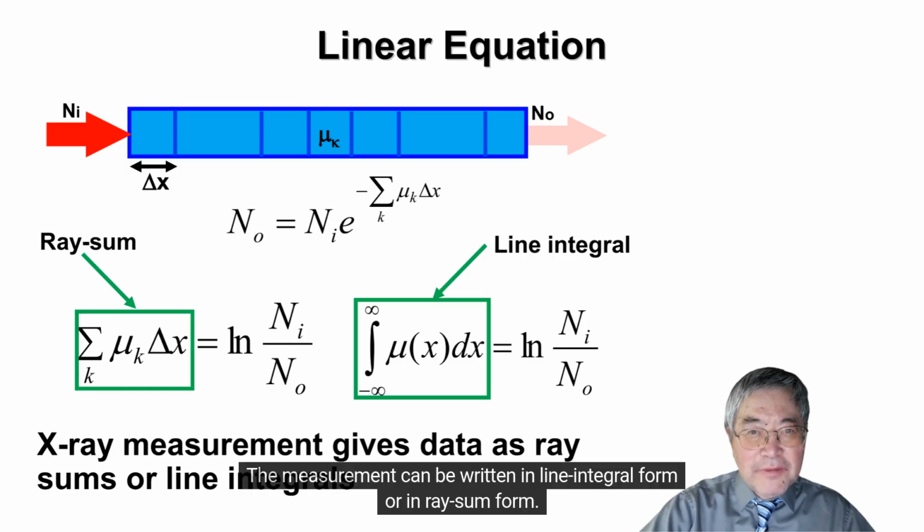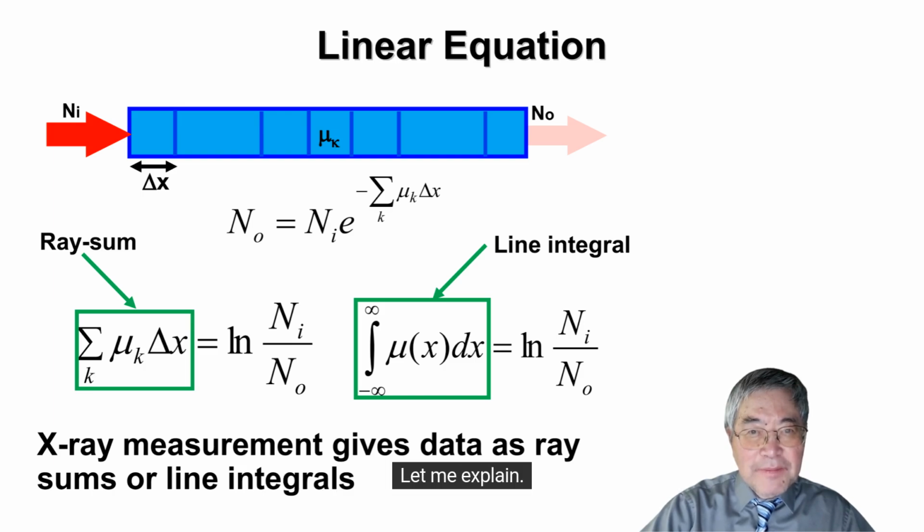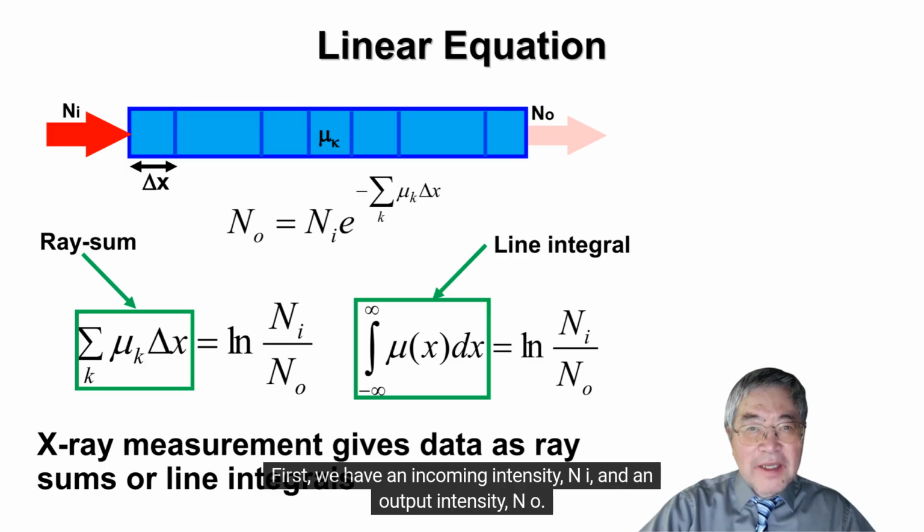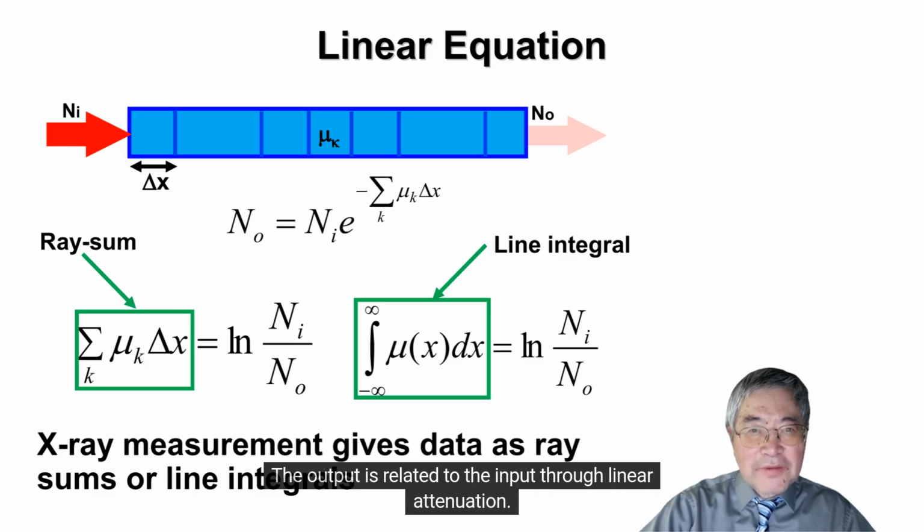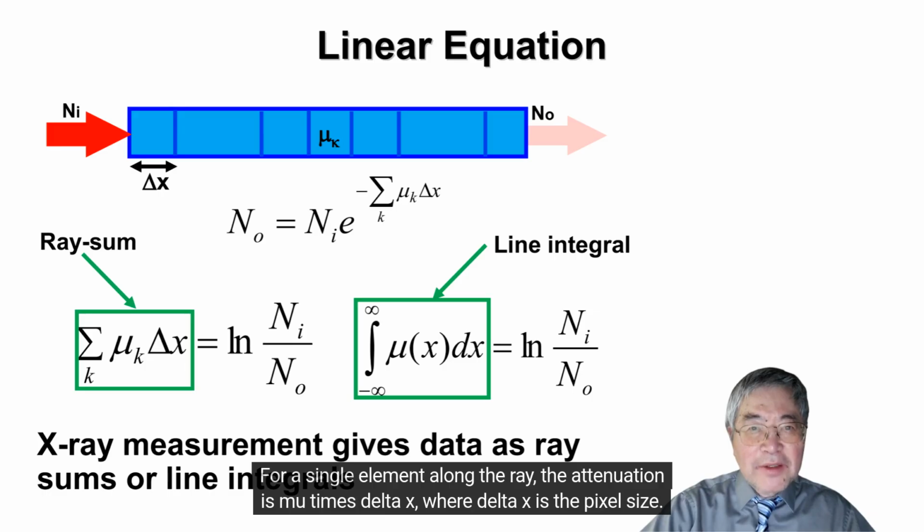The measurement can be written in line integral form or in ray sum form. Let me explain. First, we have an incoming intensity, Ni, and an output intensity, No. The output is related to the input through linear attenuation. For a single element along the ray, the attenuation is mu times delta x, where delta x is the pixel size.